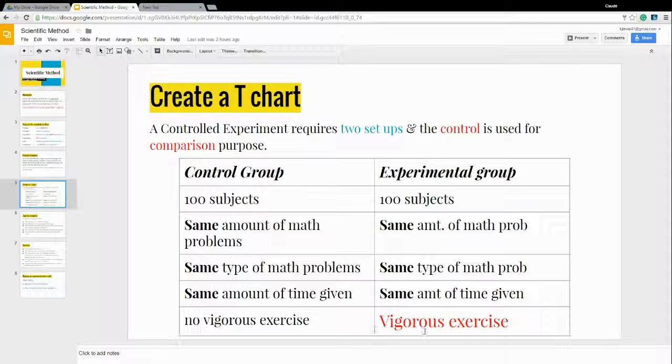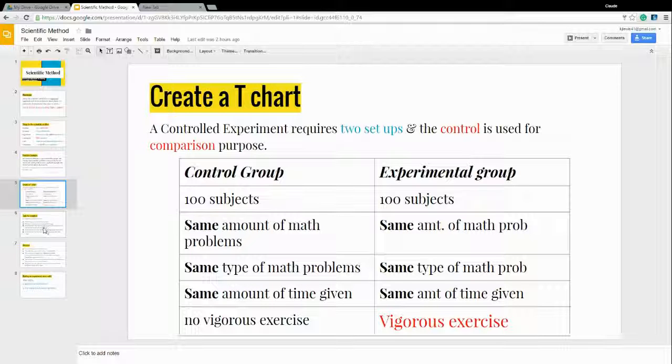As you can see at the bottom here, that last row, you will see the control group says, I am not going to let them engage. They will never engage in vigorous exercise. But the experimental group will do vigorous exercise. We'll just do jumping jacks, or run in place, do the running man, whatever they need to do to get their hearts pumping so that they can circulate the blood to their brain so that they can have more oxygen in their brain so they can do the problems a lot faster than the subjects here.